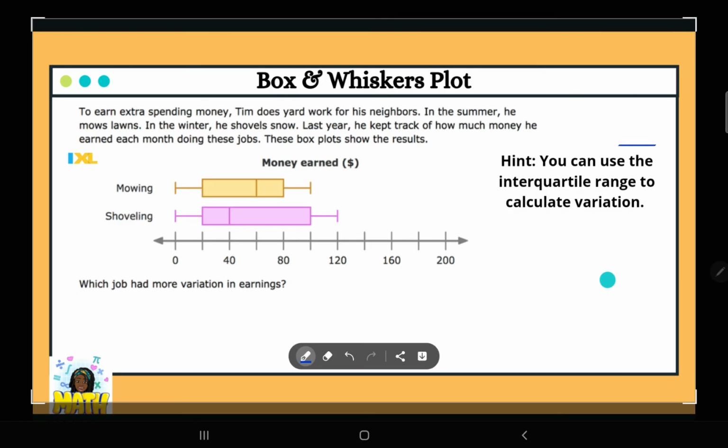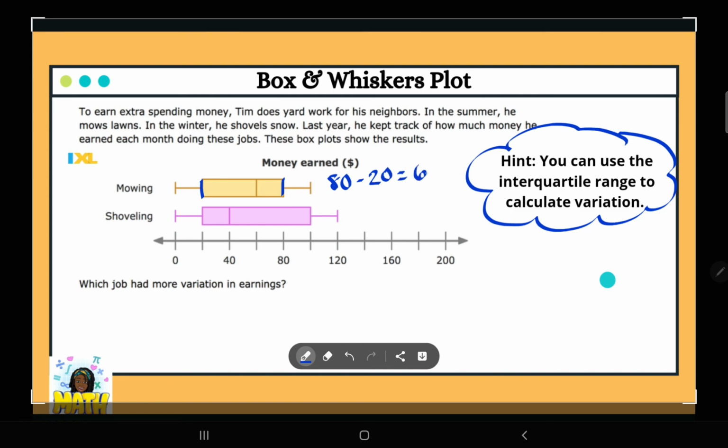Again, we're working with our interquartile range, which is our Q3 and our Q1. So for the mowing, we have 80 minus 20, which would be equal to 60. And for shoveling, we have 100 minus 20, which would be 80. So the shoveling would have the greater variation.